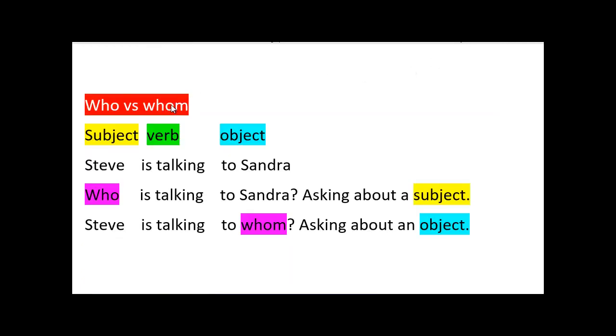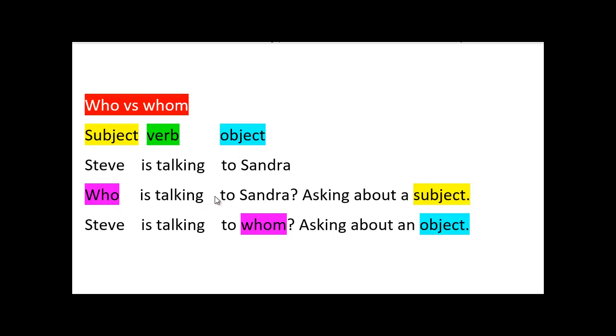Who versus whom. In a normal sentence, we have a subject, a verb, and an object. Steve is talking to Sandra. Steve is a subject. Is talking is present continuous, that's a verb. Then to is a preposition, and then Sandra is the object. That is the structured sentence.